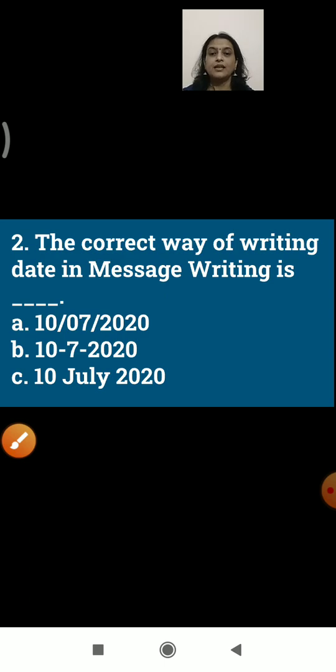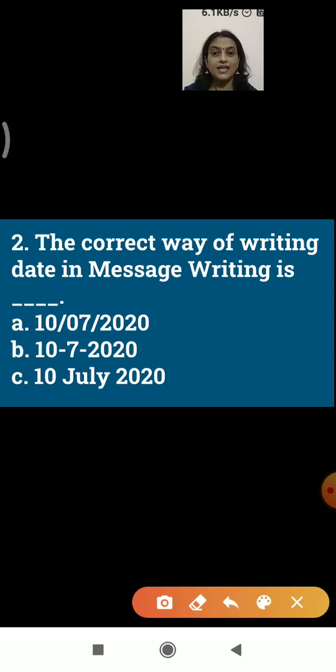Next. The correct way of writing date in message writing is. Now, which way is the correct one? Okay, it is not only in message writing, but most of the time whenever we are writing in composition, whenever we have to write the date, we use the same one. Now, which is the correct way? Let's see. The first one, 10/7/2020. Okay, so that is the date, month and the year. Option B, 10-7-2020. And the C is 10 July 2020.